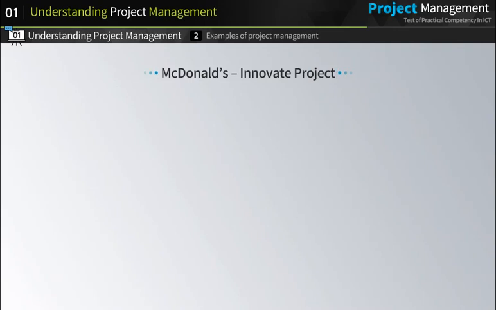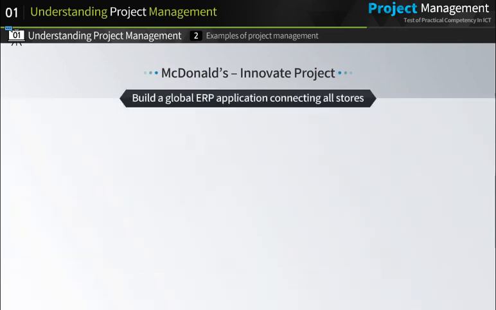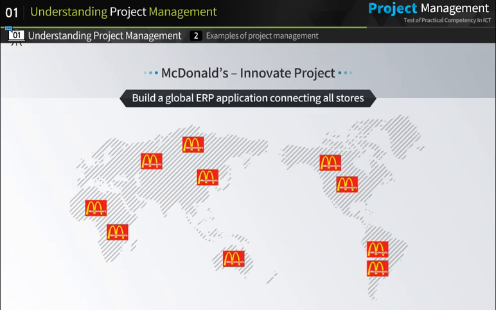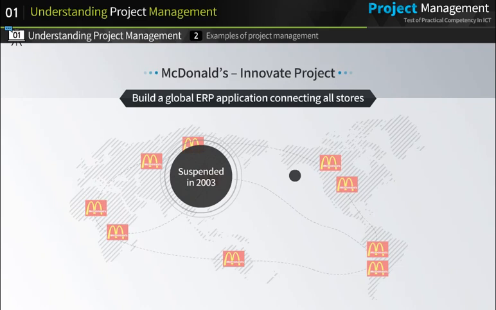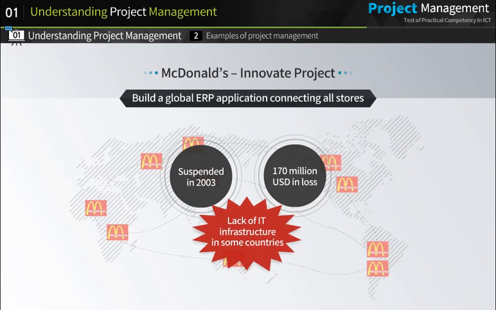The next is McDonald's Innovate Project. Conceived in 2001, this project is an endeavor to build a global ERP application networking all its stores. This project aims to connect over 30,000 McDonald's stores in about 120 countries on its intranet in order to ensure real-time monitoring of the sales status and cooking conditions. However, the project was suspended in 2003, resulting in a loss of approximately $170 million. The failure of the project can be attributed to the lack of IT infrastructure in certain countries.